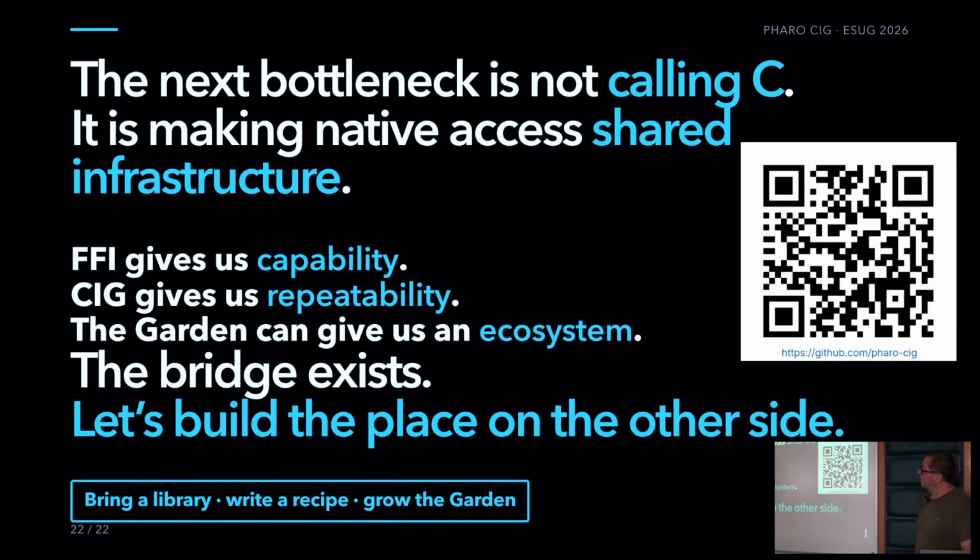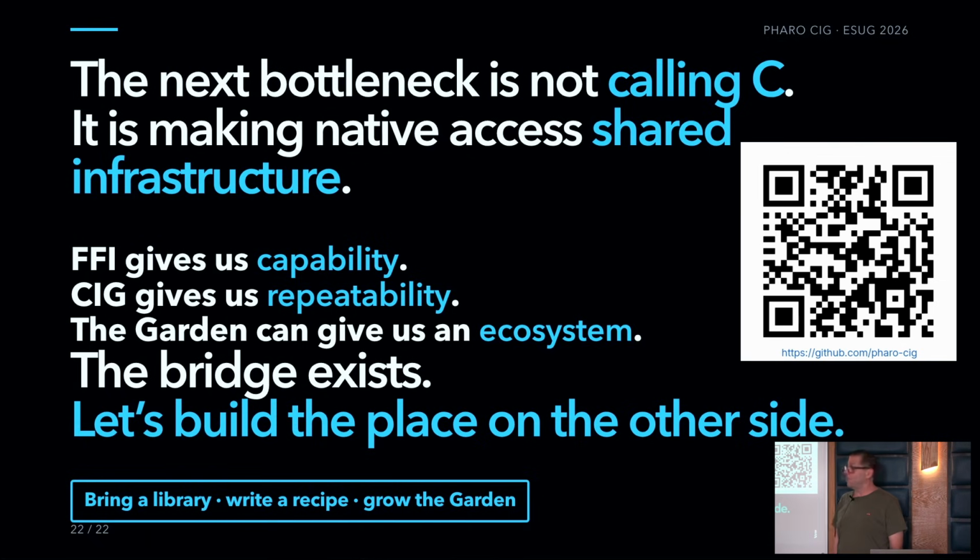The next bottleneck is not calling C, because that's already solved. It is making native access shared infrastructure for everybody, for all the community. So we have compatibility, C gives us repeatability, and the garden is meant to be an ecosystem. Let's build the other side all together and come here. Thank you, Esteban.